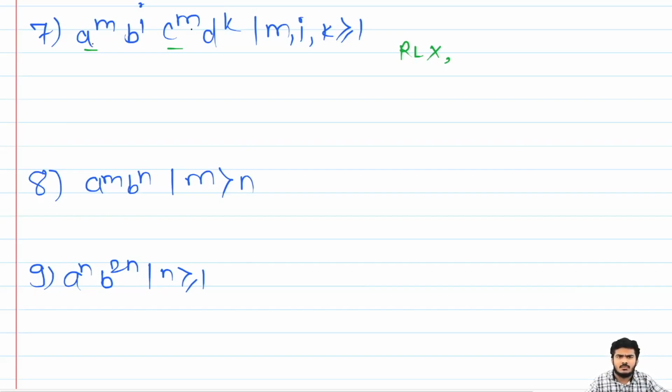Now we can see that i and k are different, meaning i is not equal to k, so we don't need to compare b and d. The only condition is that they should be greater than or equal to 1, and i and k are independent of each other, so we need not compare them. But whatever the number of a's in the language, that number of c's will occur in the language.